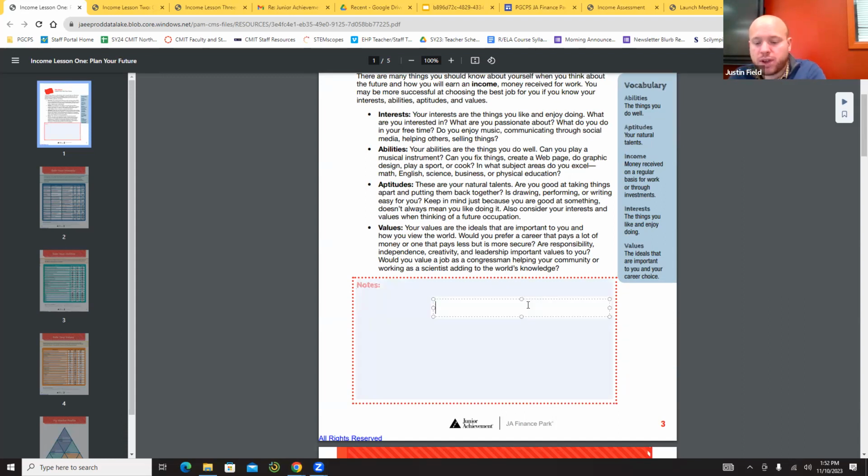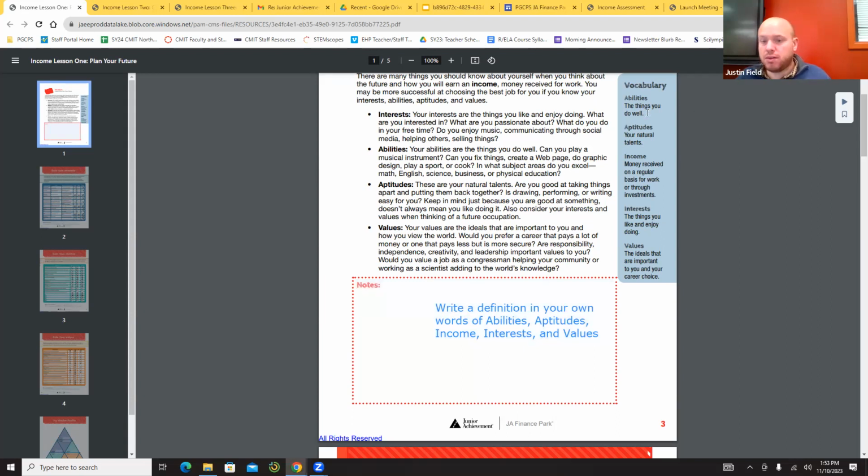the 4 vocabulary words. Write a definition in your own words of abilities, aptitudes, income, interests, and values. Now, why are we talking about these words here?